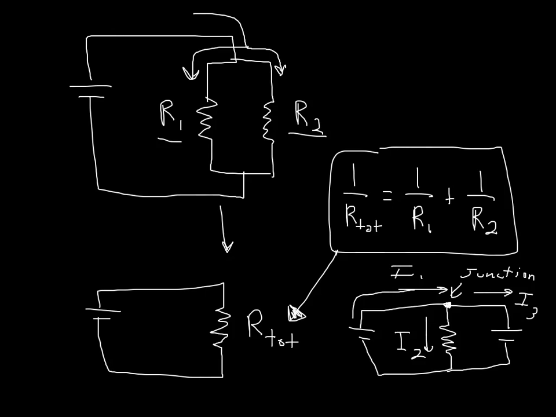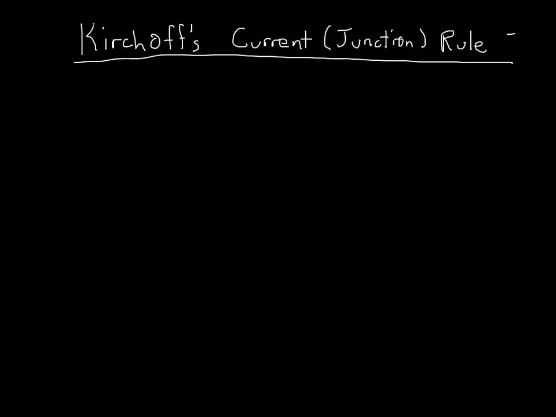This is where Kirchhoff's second rule comes in. Kirchhoff's second law is called Kirchhoff's current or junction rule, and this one's a little bit easier. This tells us that the current that flows into a junction equals the current that leaves a junction.